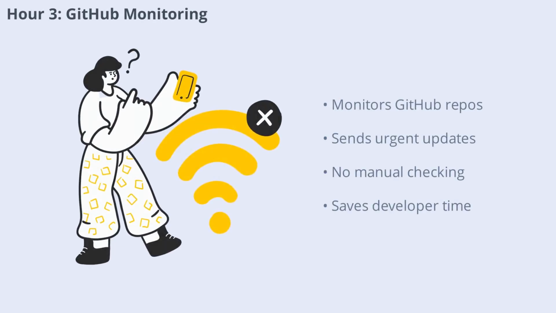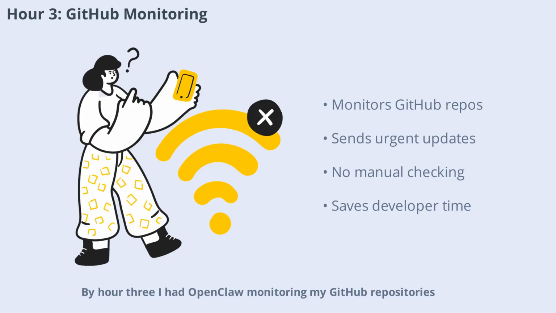By hour 3, I had OpenClaw monitoring my GitHub repositories. With a simple message, I asked it to watch for new issues and pull requests and send me Telegram summaries for anything tagged urgent. OpenClaw found the right integration, configured it, and started working. Suddenly, I was always in the loop without constantly checking my repos. This hands-off monitoring let me focus on more important work.